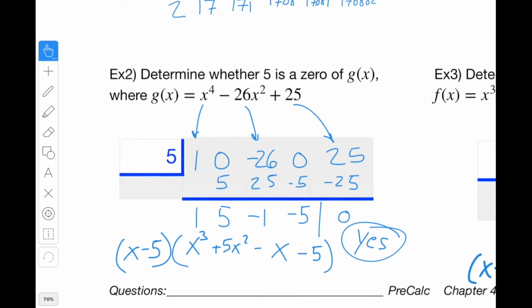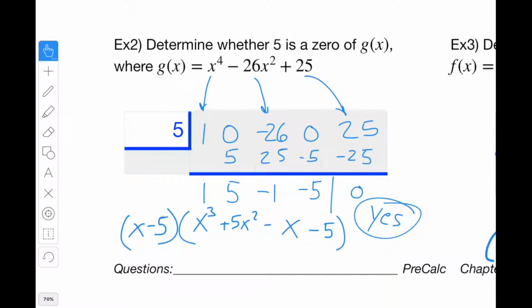Here's another application. Determine whether or not 5 is a 0. Well, if 5 is a 0, then we should get a remainder of 0 here. And in fact, we do. One thing I want to caution you is that we're assuming when we do synthetic division that we have all the terms in a row, and there's actually some missing terms. There's no cubic term, x cubed. There's no linear term like 5x. So you have to insert zeros here.